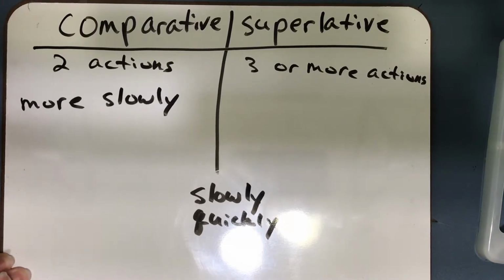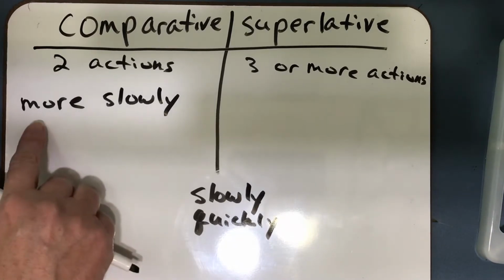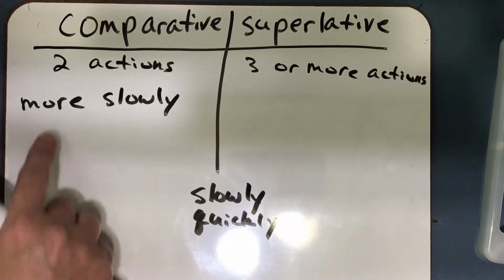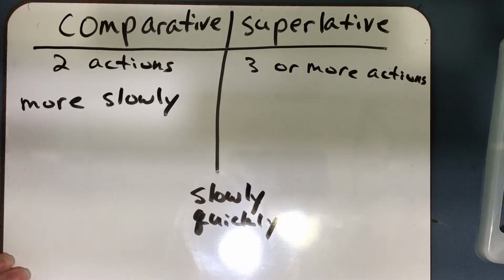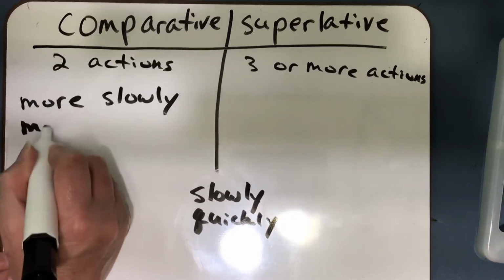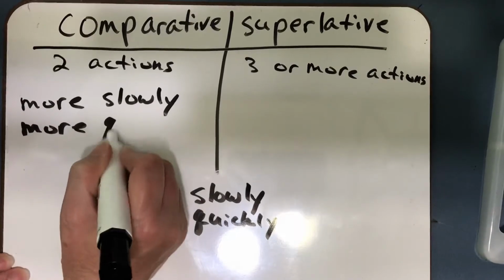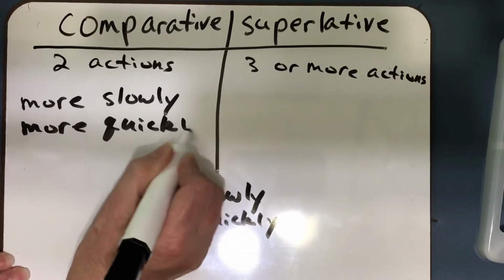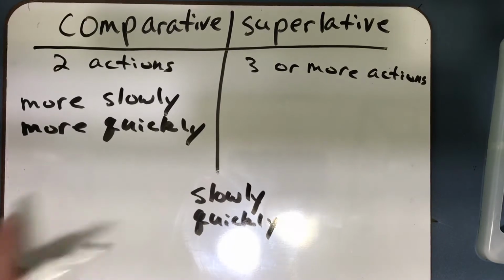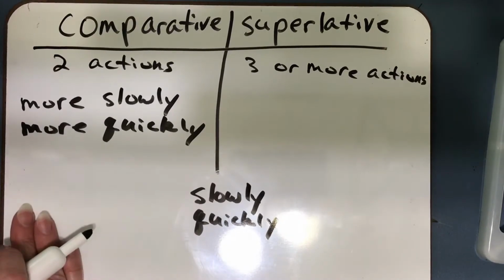I would not say it moves slower. Slower is an adjective that would compare the actual animals. This is comparing the verb, how they move, more slowly. Or I could say that a cheetah moves more quickly than a turtle. I wouldn't say quicker. Quickly is the adverb. It moves more quickly.